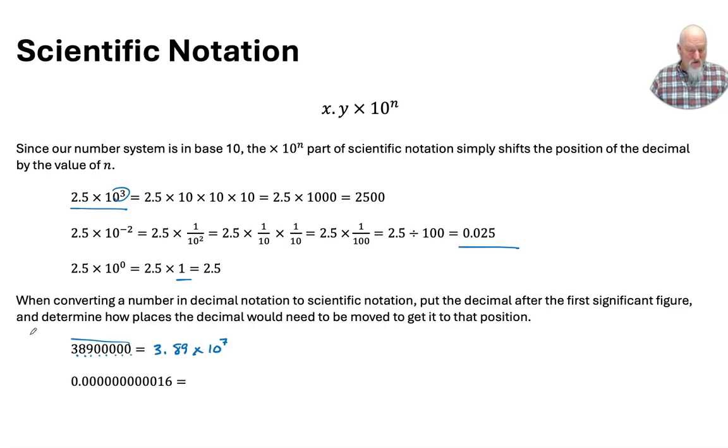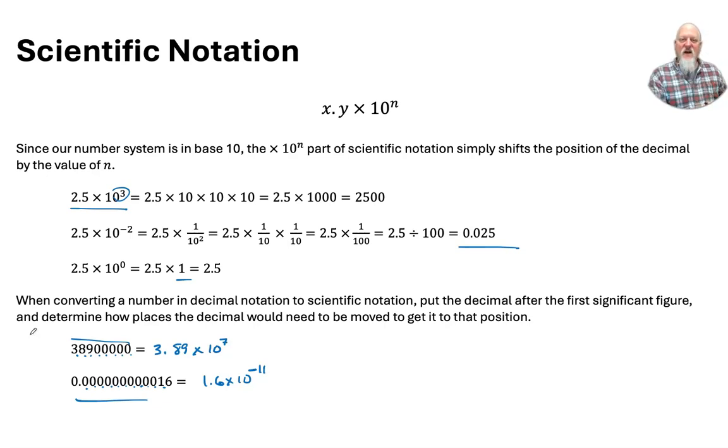Okay, so in this one we have a number that's smaller than 1. So we're still going to put our decimal after the first number. That's 1 there, right? So 1.6 times 10. And in this case, we have to move the decimal 1, 2, 3, 4, 5, 6, 7, 8, 9, 10, 11 places to get it over there. And in this case, the number is less than 1, so our power is going to be negative. So 1.6 times 10 to the negative 11 is the same as this value. Okay, 1.6 divided by 10 11 times gets us back to this number.